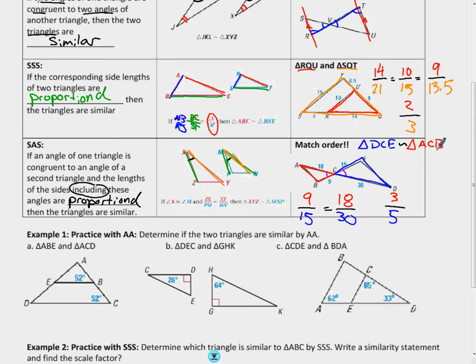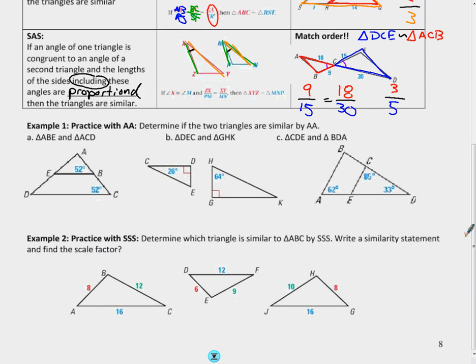Alright, so those are our 3 theorems. And now we have to apply them to specific problems. So let's first look at examples of angle-angle. We're going to practice using the angle-angle postulate, which means we just need to find 2 angles of one triangle that are congruent to 2 angles of another triangle. So when I look at question A, the biggest thing you're going to have to remember is I have to identify which triangles I'm looking at.